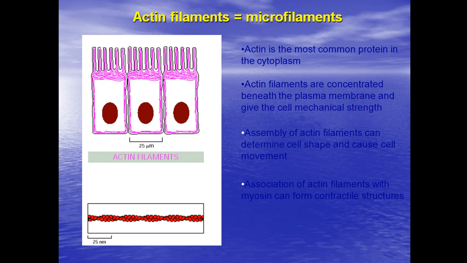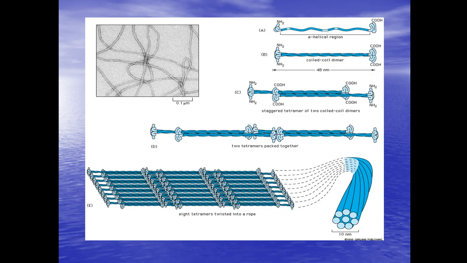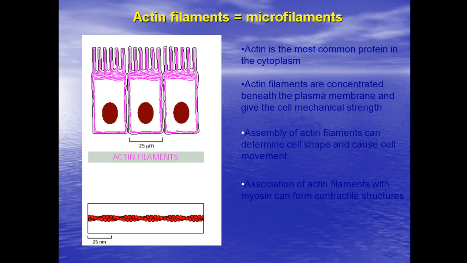Then coming to again the microfilaments, the actin filaments. This is a photograph of how the actin appears. In the previous one, you have seen how the intermediate fibrous protein appears. Here it is the actin filaments, the microfilaments. It's the most common protein, and they are concentrated just beneath the plasma membrane. These microfilaments, which are made up of actin, give or provide mechanical strength to the cell.